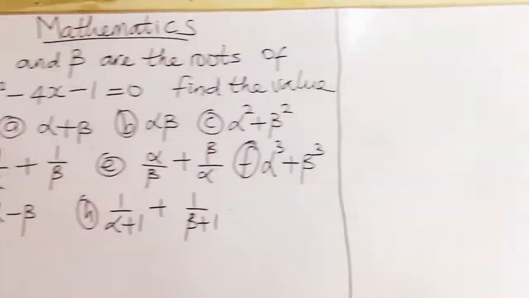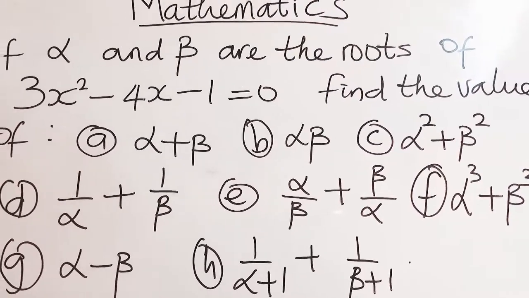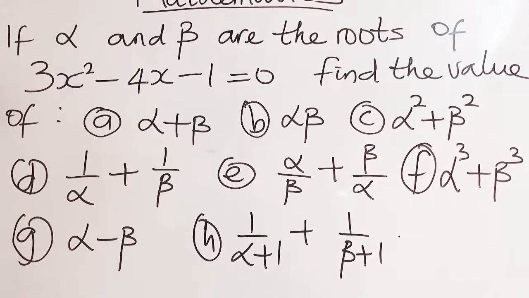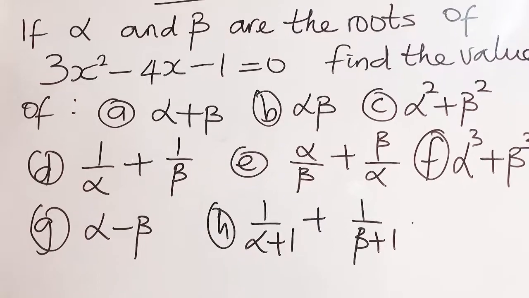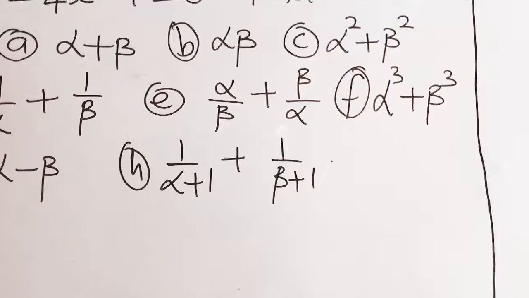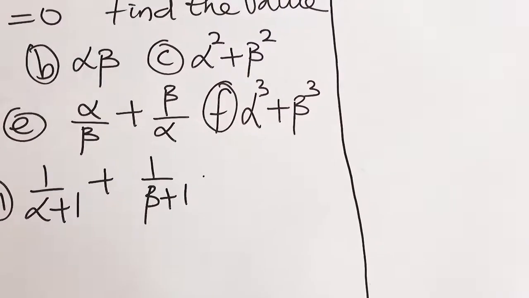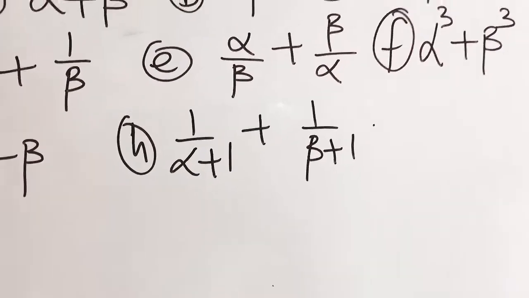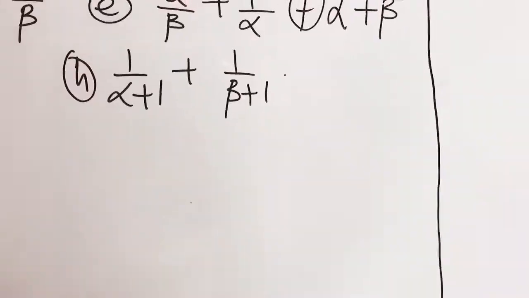In today's class, we want to solve a question on sum of roots. And here is the question. If alpha and beta are the roots of 3x squared minus 4x minus 1 is equal to 0, find the value of A, alpha plus beta; B, alpha beta; C, alpha squared plus beta squared; D, 1 over alpha plus 1 over beta; E, alpha over beta plus beta over alpha; F, alpha cubed plus beta cubed; G, alpha minus beta; H, 1 over alpha plus 1 over beta plus 1.